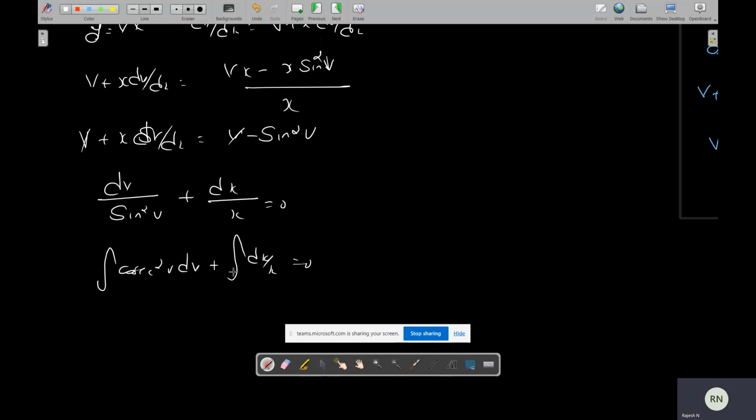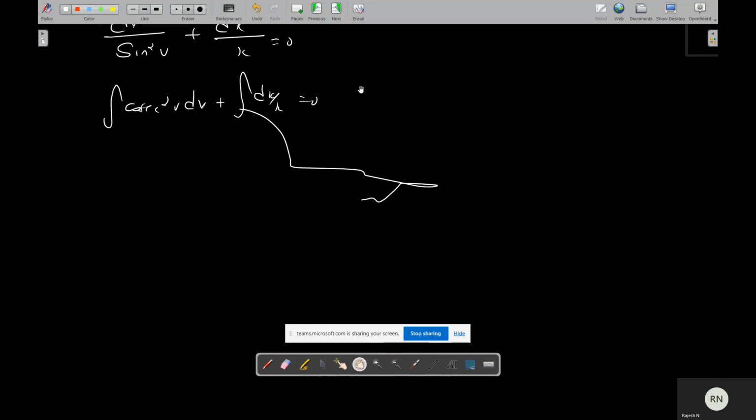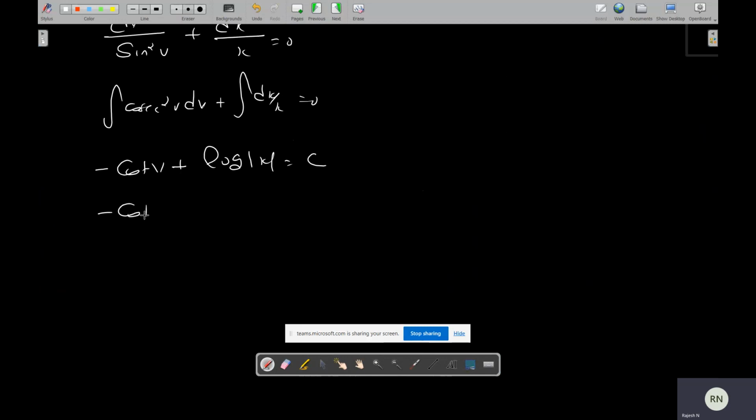What is the integral of cosec squared v? The integral of cosec squared v is minus cot v. So minus cot v plus log modulus x is equal to c, or plus c, whatever you can write. Minus cot v is y by x, plus log modulus x is equal to c.